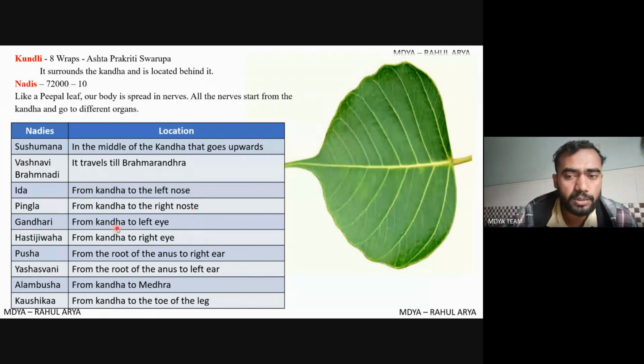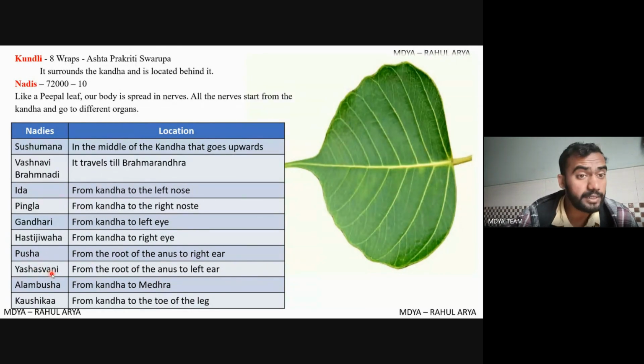Gandhari from Kandha to the left eye. Hastijivha, Kandha to the right eye. Pusa from the root of the anus to the right ear. Note down here. It is starting from the root of the anus, and then it is going to the right ear.